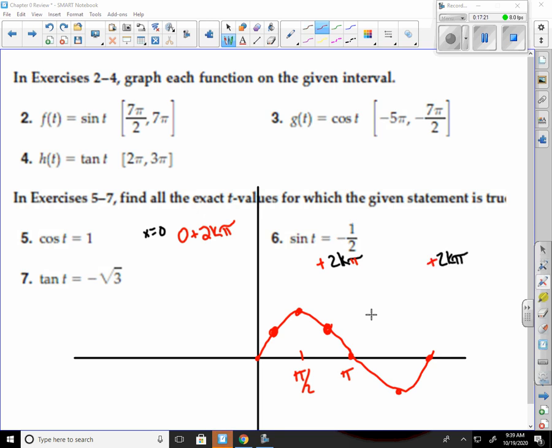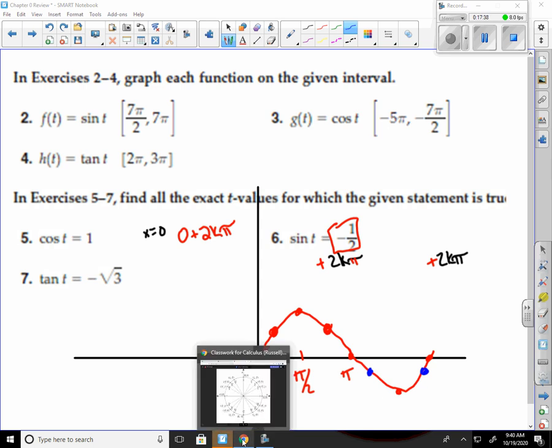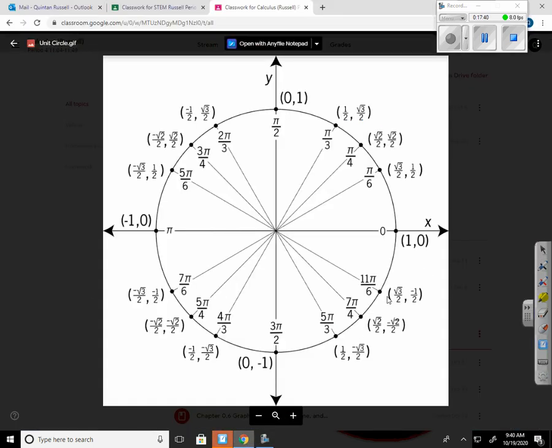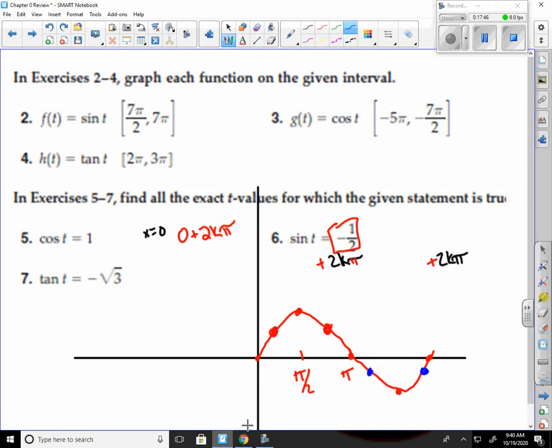Now, how can I find what my first value is, where it's -1/2? I just now saw the negative. So that's actually down here and here. Just go to your unit circle. When is the sine -1/2? My sine is -1/2 at 7 pi over 6 and 11 pi over 6, and I'm done. Plus 2k pi for each of those, because it happens for every time we go through that period.